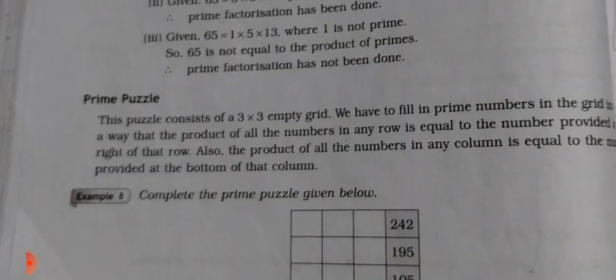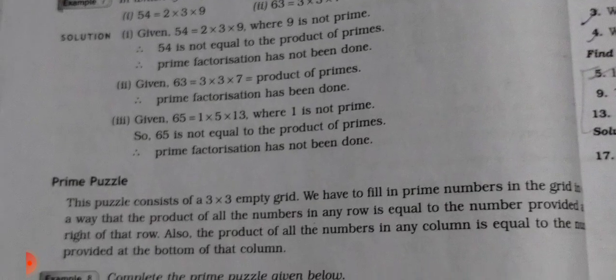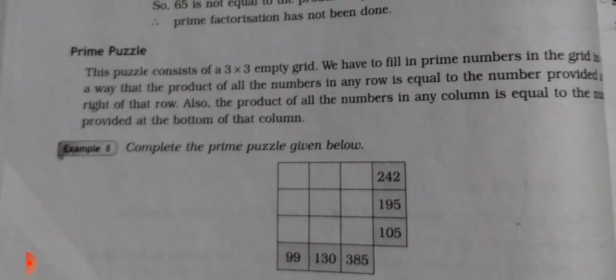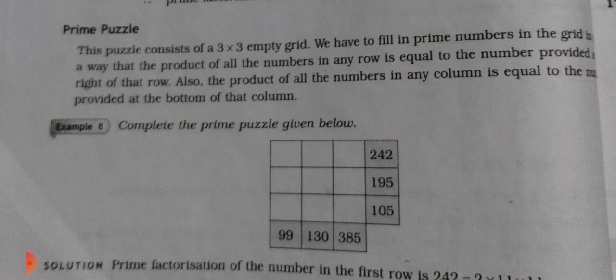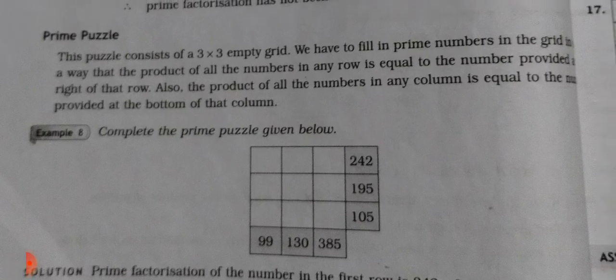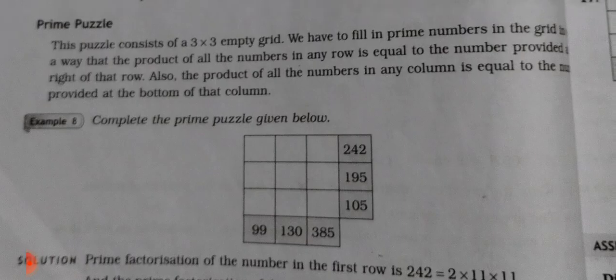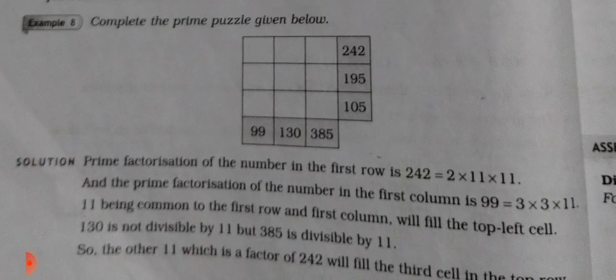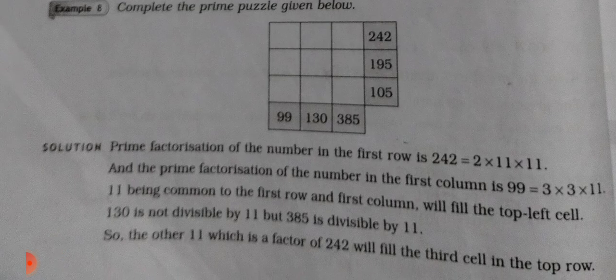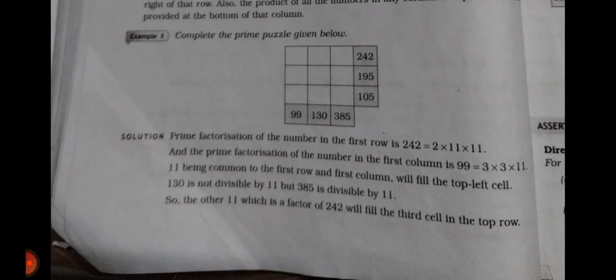Prime puzzle. The puzzle consists of a 3 into 3 empty grid. We have to fill in prime numbers in the grid in such a way that the product of all the numbers in any row is equal to the number provided at the right of that row. Also, the product of the numbers in any column is equal to the number provided at the bottom of that column. Complete the prime puzzle given below.